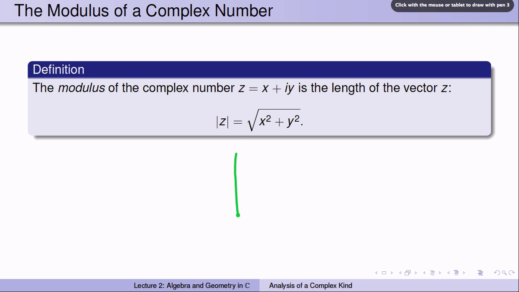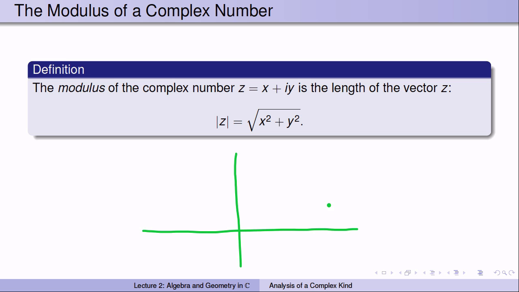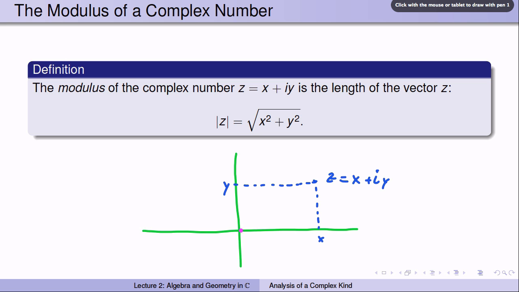So again, if I draw my complex plane and suppose I have a point z equals x plus iy, then this is the x coordinate, and here's the y coordinate. And suppose I'm asking how far z is from the origin. So I'm asking for this length right there. How long is that? I'm going to call that length the modulus of z.